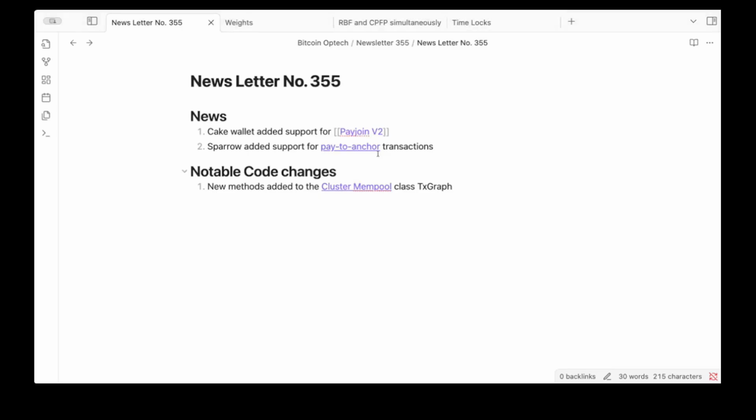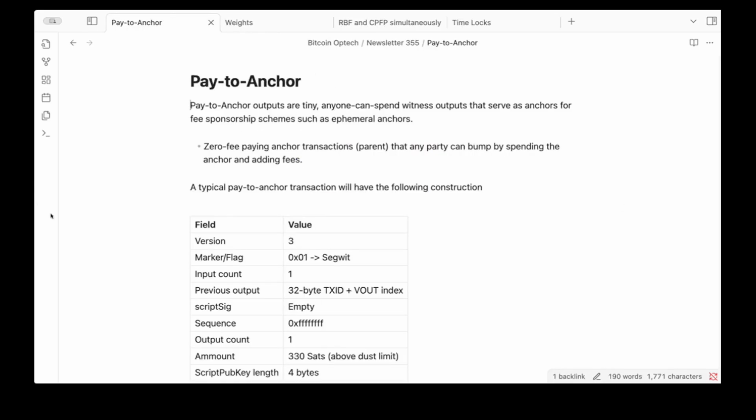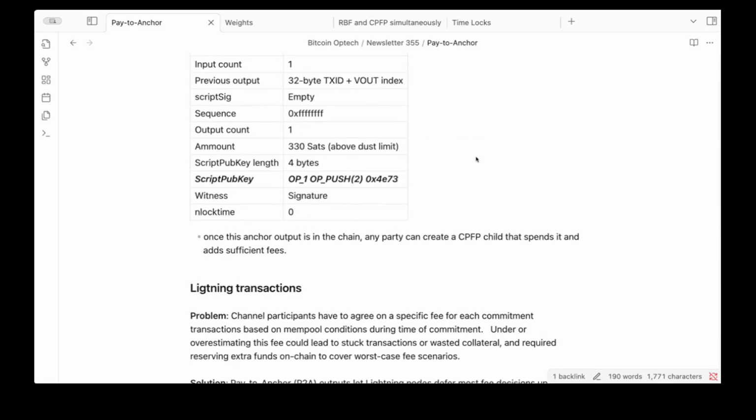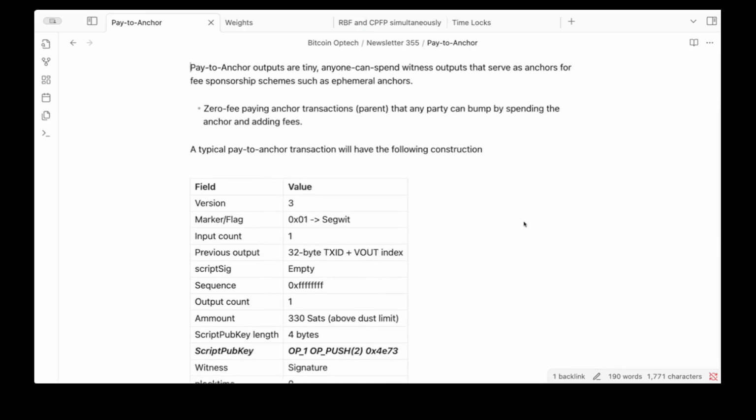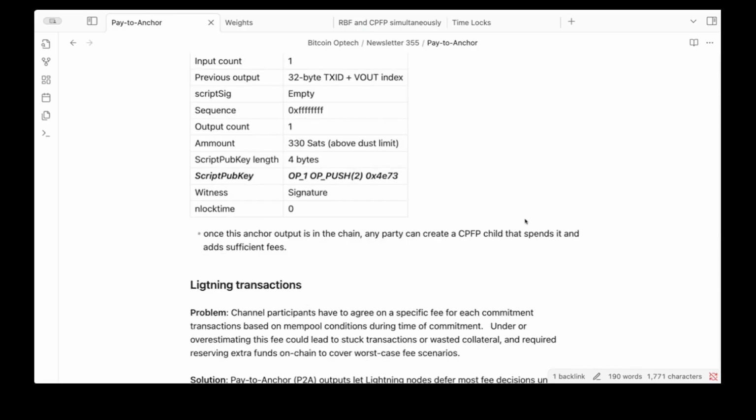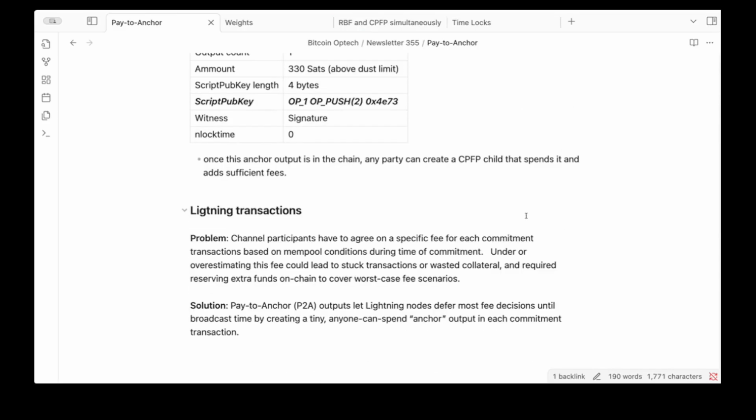Okay. The next news item is that Sparrow wallet has added support for pay to anchor transactions. So let's understand what pay to anchor transactions are. Basically, we'll have to understand the issues associated.